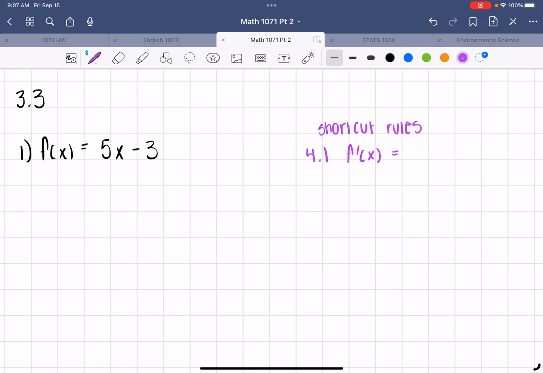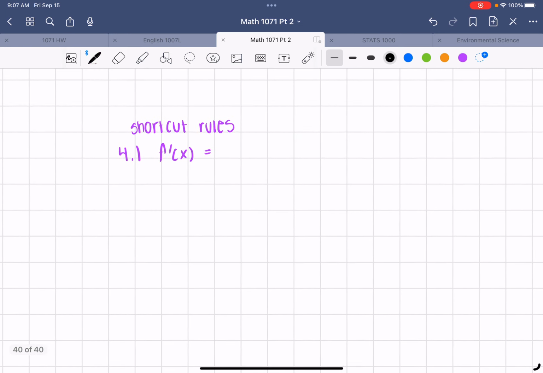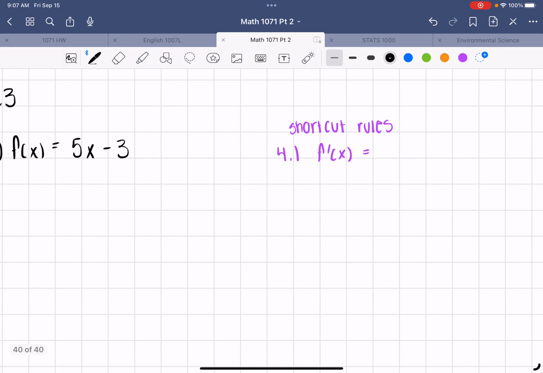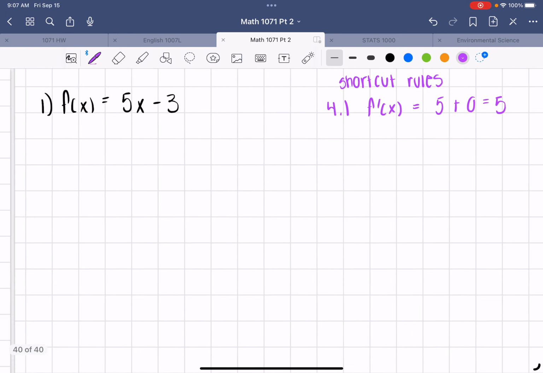If you've had this before, you know that the prime mark is the abbreviation for derivative. And you know the shortcut, that the derivative of just x to the first power, that's 1. And 5, the coefficient stays. And -3 is just a constant. The derivative of a constant is 0. So what we're going to show is we're going to use the limit definition there on problem 1 in order to conclude that.